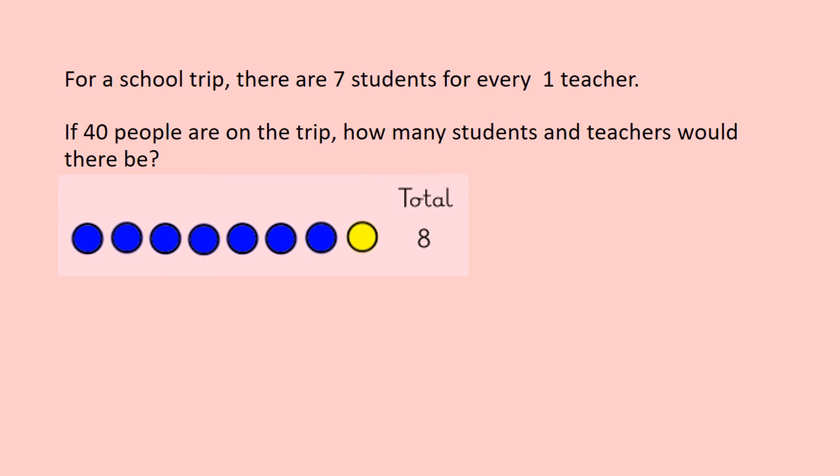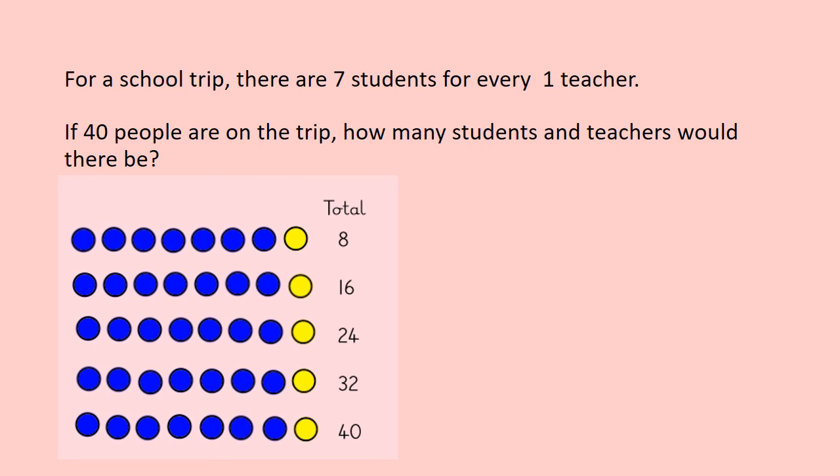So to start to solve this problem, I'm using the counters to help me. There are 7 students for every 1 teacher, so the blue circles stand for those 7 students and the yellow circle stands for the 1 teacher. And I noticed that in this ratio of 7 to 1, the total amount is 8.